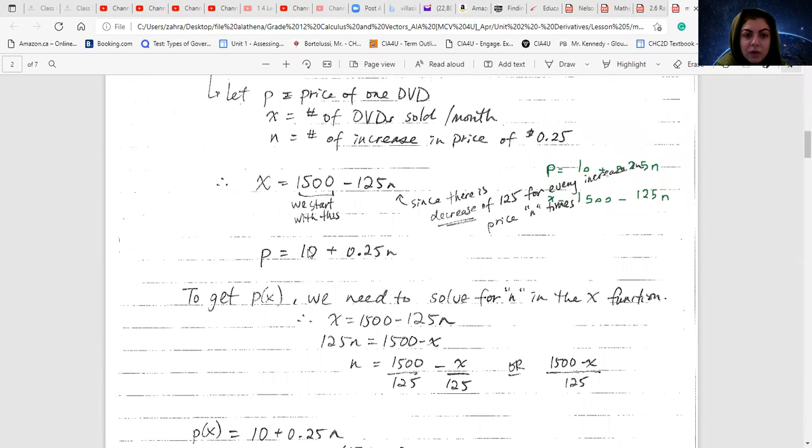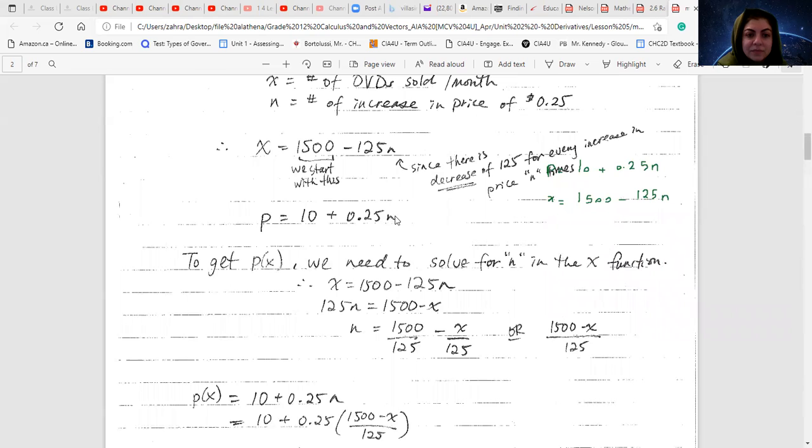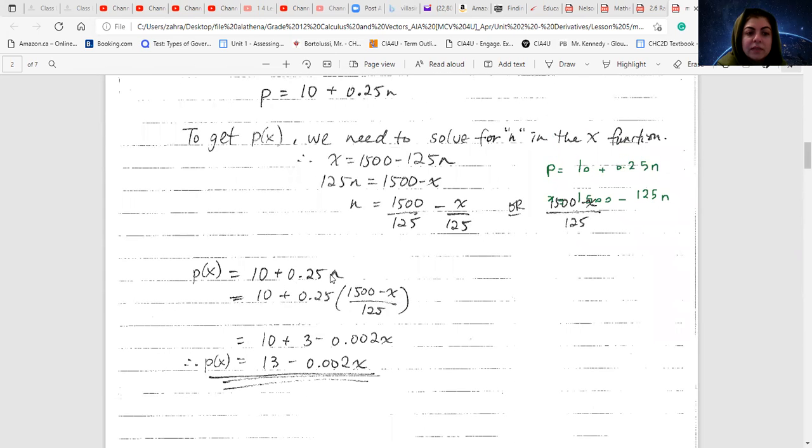So for the first one, 125n, you can rearrange it for n. How? Bring 125 to the other side, it becomes positive; x on this side is negative x. So divide each term by 125. So this is what you get. This is n. Now, instead of n, because the price is 10 plus 0.25n, I'm going to put this expression that I have for n. So instead of the n, I put (1,500 minus x) divided by 125.